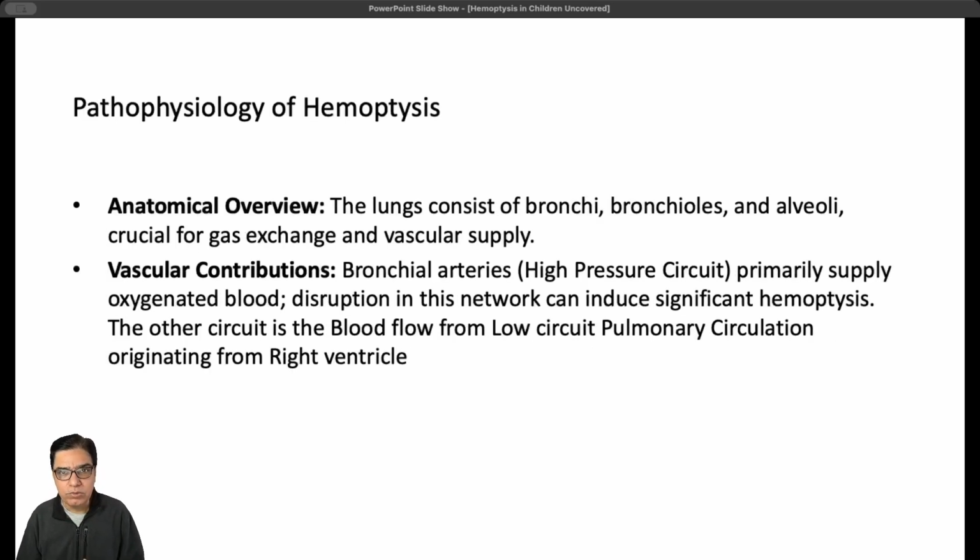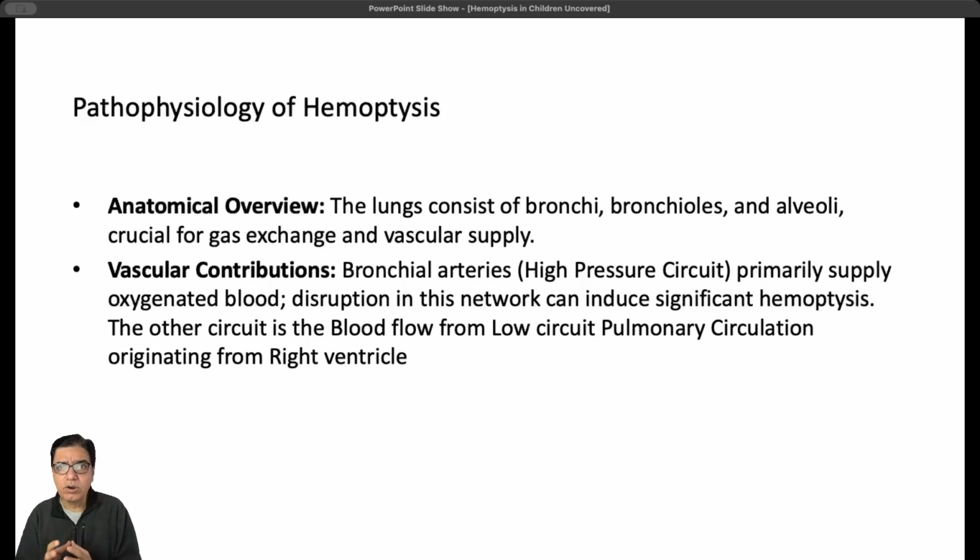Moving on to the pathophysiology of hemoptysis. As we said, hemoptysis is basically expectoration of blood which is coming from the lower respiratory tract. So you need to know where the blood is coming from. Basically, the lower respiratory tract has two types of blood circulation. One is what we call the high pressure circuit. The high pressure circuit is the oxygenated blood which is being supplied to the lung tissue. These are small arteries which are originating either from the aorta or are the branches of the intercostal arteries, and they are bringing oxygenated blood and supplying the lung parenchyma and the supporting structures.